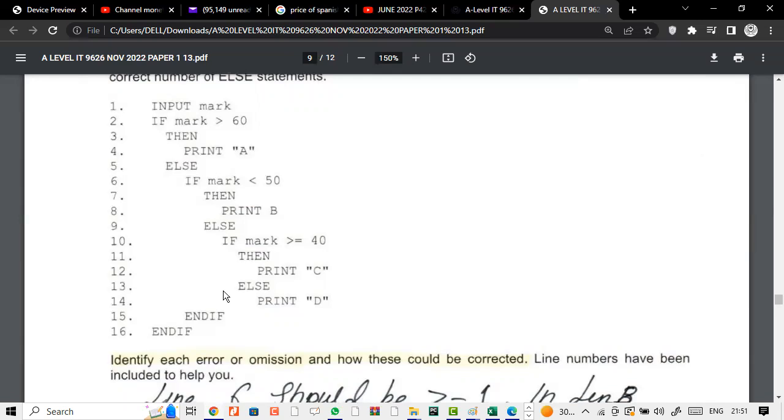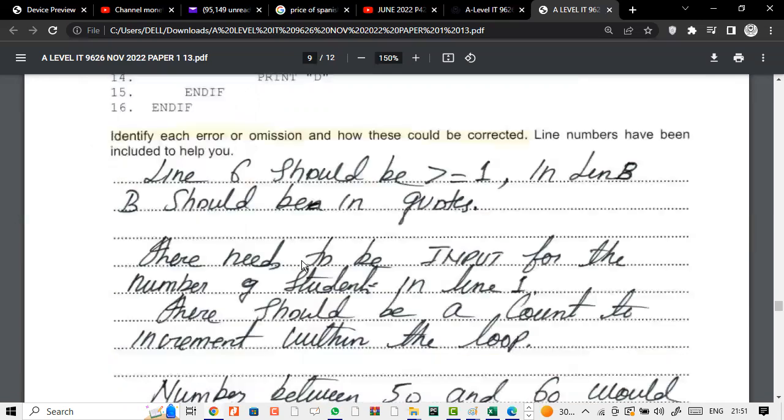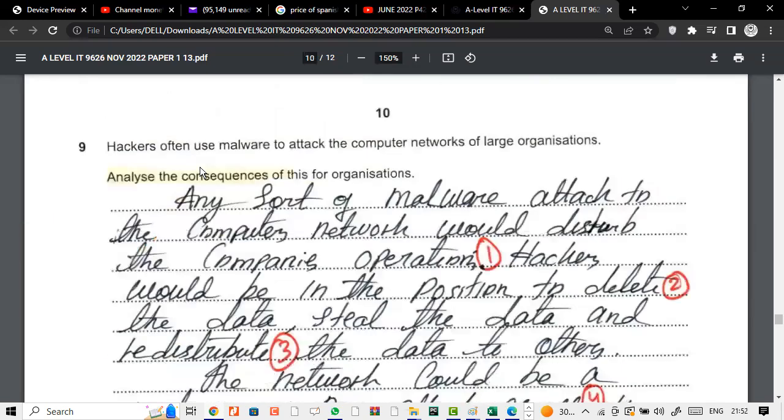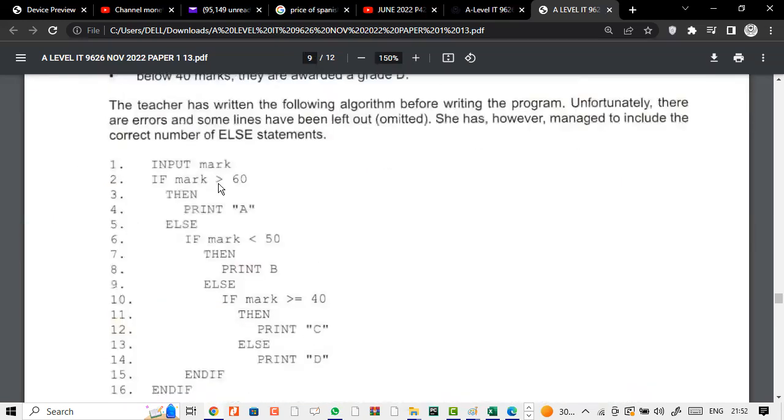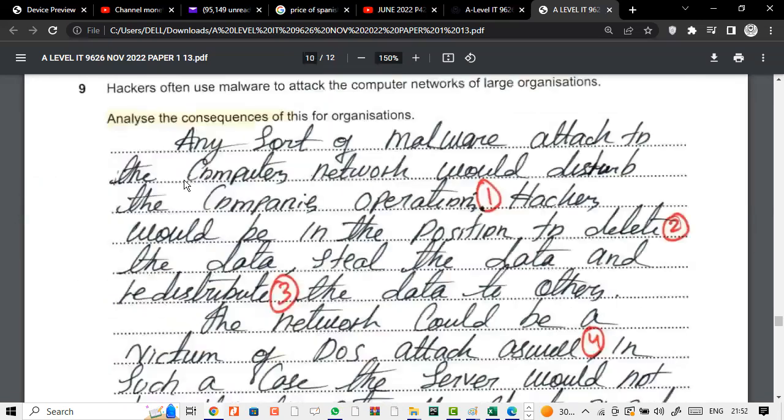Are you with me, beta? Yes, sir. Right. So hackers often use this. You have to go through this again yourself, okay? And you'll get back to me, okay? You'll get a better idea.